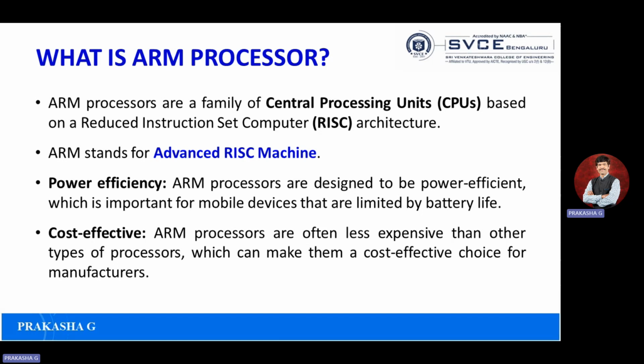What are the major advantages of ARM? First one is power efficiency. Because number of instructions are less, it will be executing fast. Okay, it is giving you power efficiency. ARM processors are designed to be power efficient, which is important for mobile devices that are limited by battery life. Any device which is using the battery needs power efficiency.